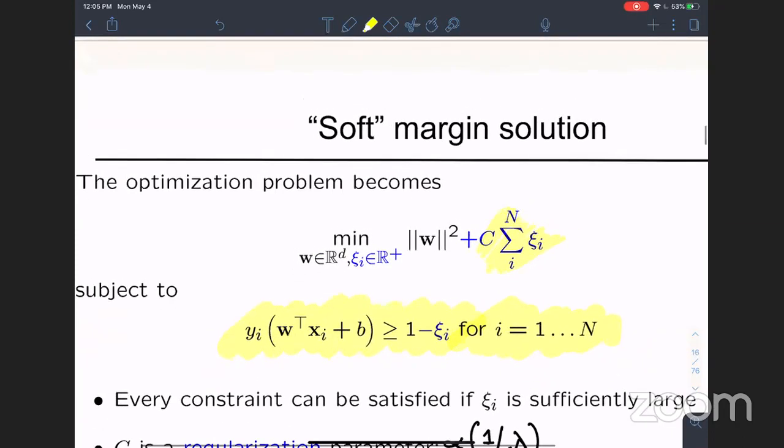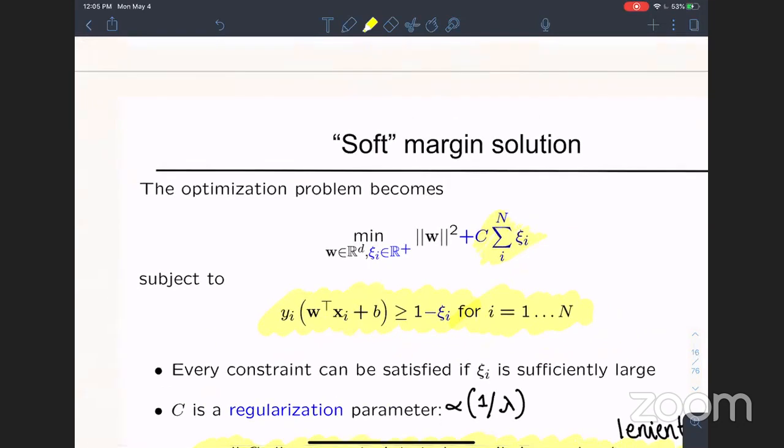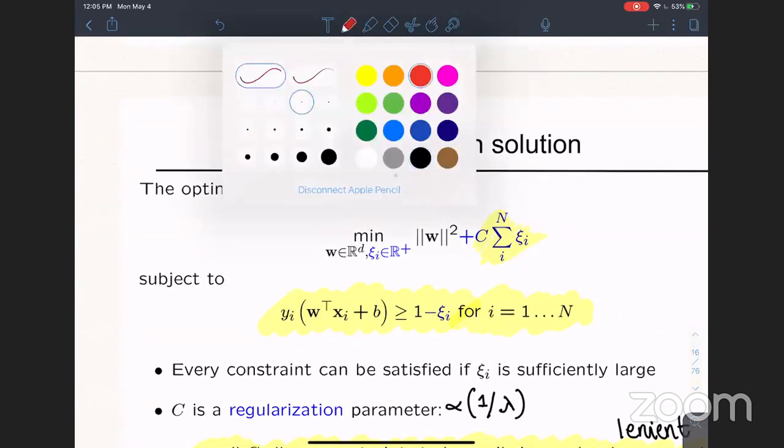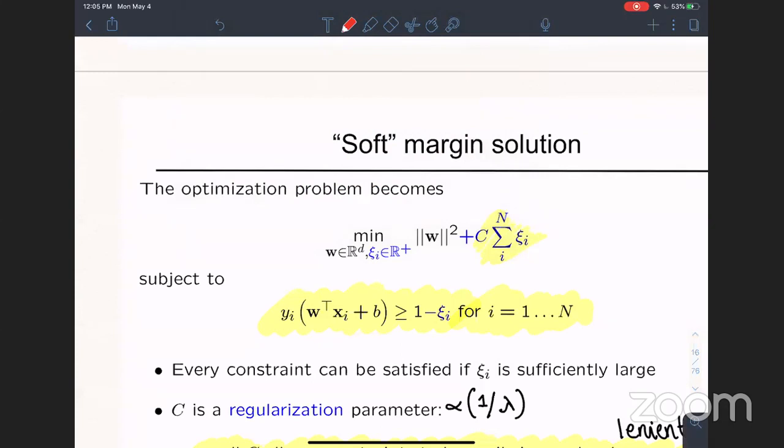Yes, it's inverse. So if capital C is equal to 0, then your classification doesn't matter. All you want to do is reduce W. So think of this, guys. The best way I know: capital C equal to infinity is hard margin.